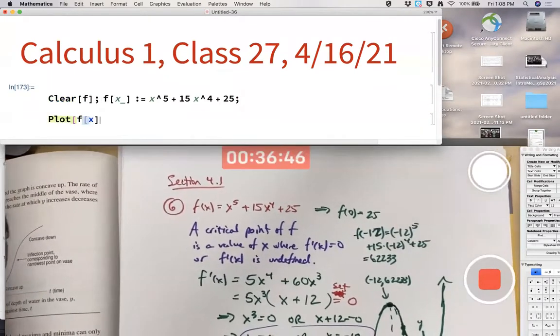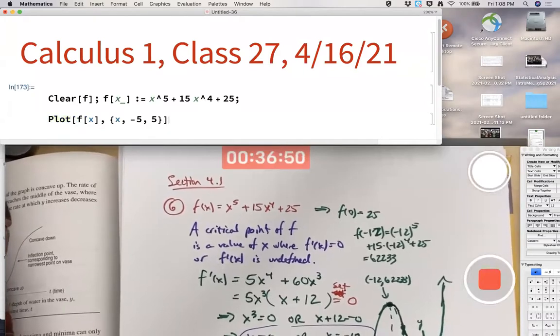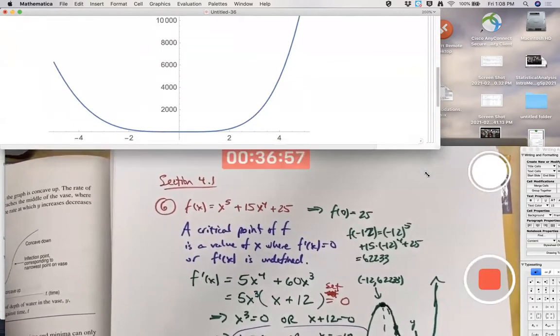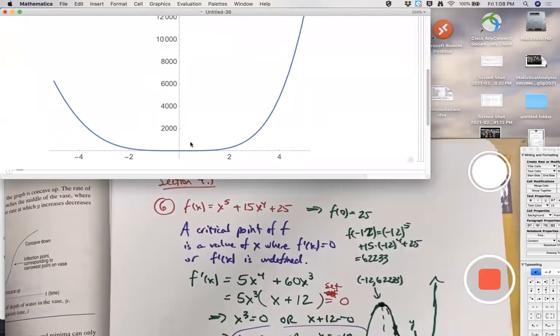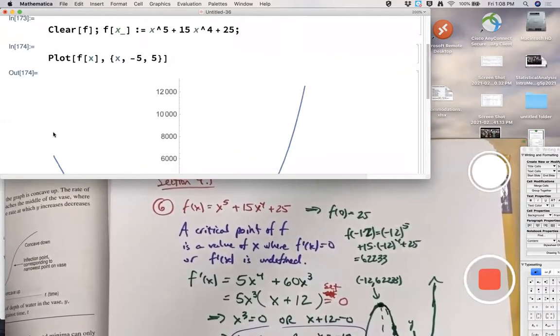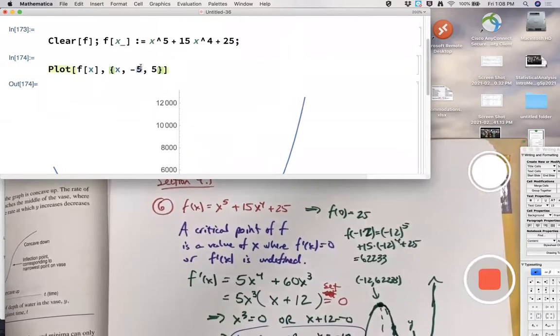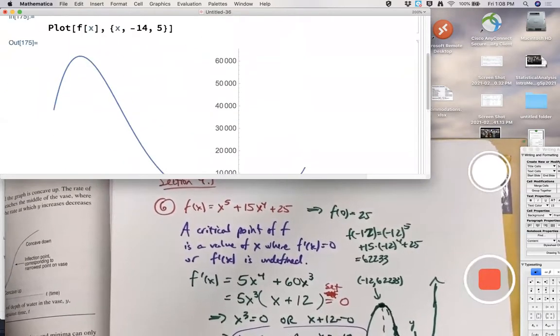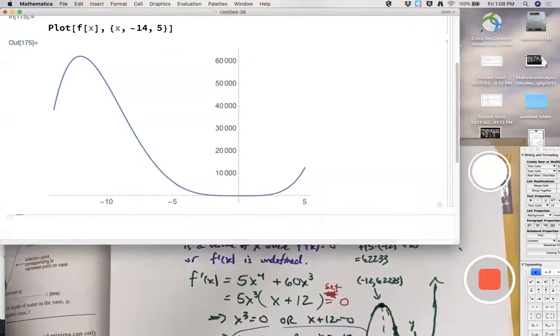If I plot it in an ordinary looking window, and maybe let Mathematica pick the plot range for me, I'm not really getting a full picture of the graph. I am seeing that it's flat near 0, but I'm not seeing the part over here when x is less than -12 where it's increasing. I need a bigger window, maybe -14 to 5. Now I'm seeing the graph more fully, but even that's not as good as it could be.